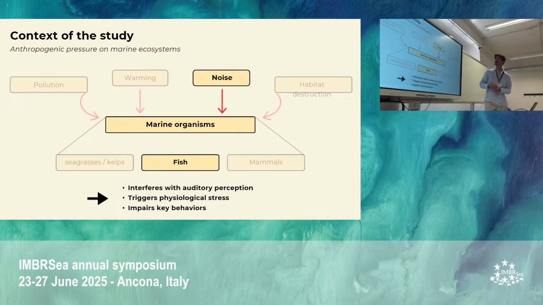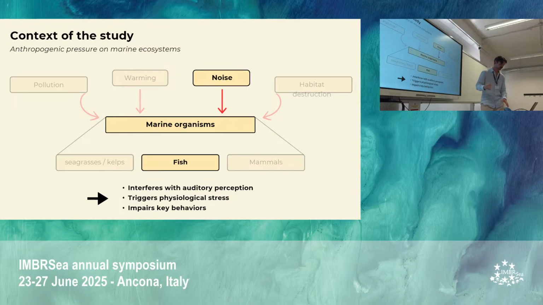Noise, this time, is also known to affect fish, and it interferes with auditory perception. We know about auditory masking, so the noises are interfering with the potential signal that they can get from other conspecific fish. As well, we know that noise is triggering physiological stress, and we know that, for example, cortisol is higher in fish that are put under noise treatments. And finally, it's also known to impair key behaviors. I mentioned reproduction, but it can be communication, prey detection, and so on and so forth.